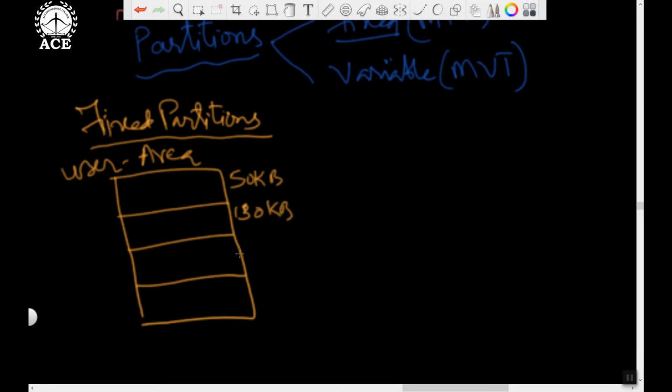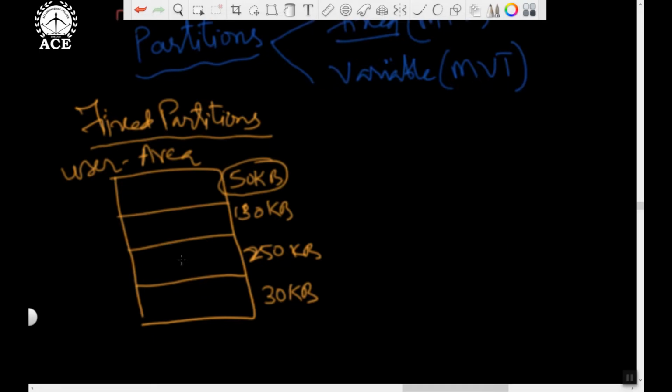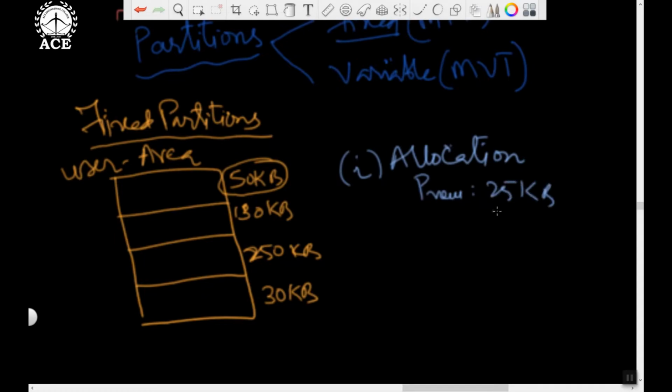So I'll quickly review. Suppose this is the user space or user area of memory, it will be divided into a fixed number of partitions. Each one is called one partition. Partitions may be of different sizes, for example, this may be 50 KB, this may be 130 KB, this may be 250 KB, and this is another 30 KB. When I say that this partition is of size 50K, it can store any program up to 50 KB. The other one is 130K, so it will be able to store a program of size 130 KB.